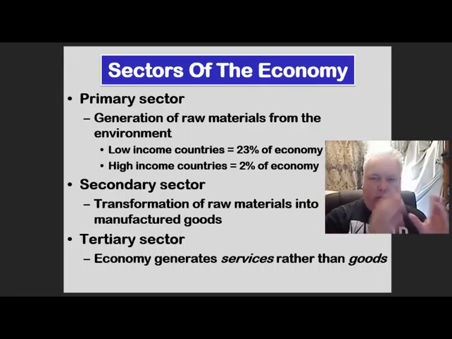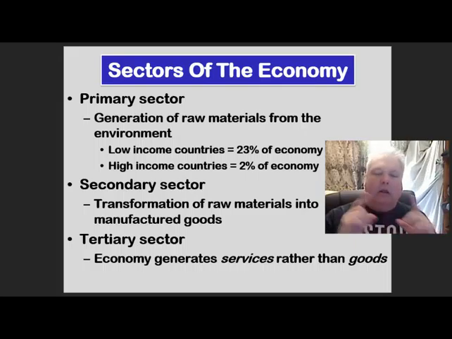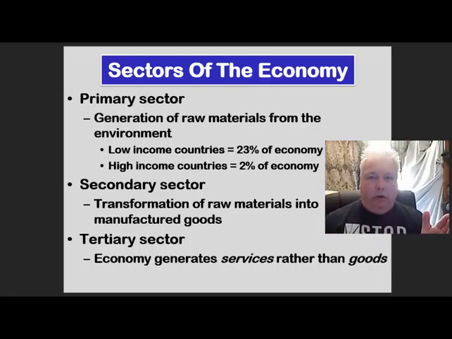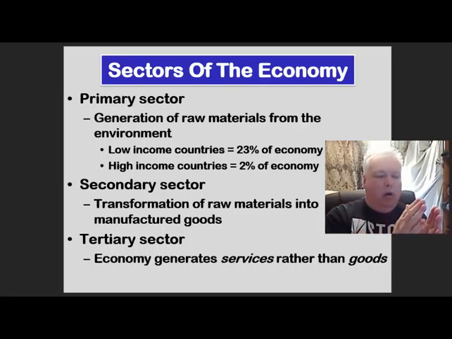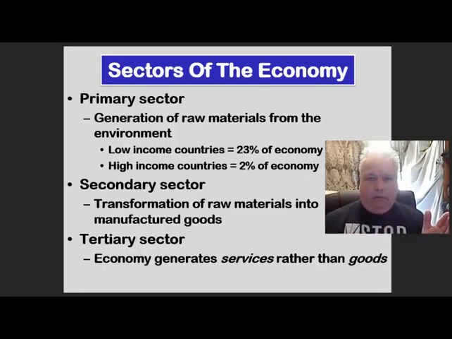You're just drawing the raw materials right from the environment. That is the primary work sector. The secondary work sector is taking those raw materials that the primary sector got and turning them into some kind of manufactured good. So taking wood and turning it into furniture. That's the secondary work sector. So manufacturing is a secondary work sector.